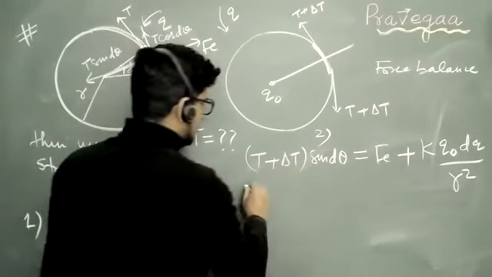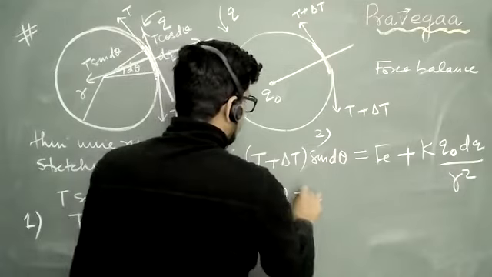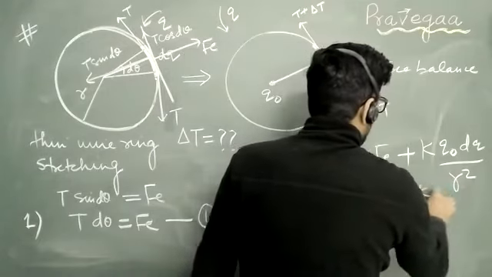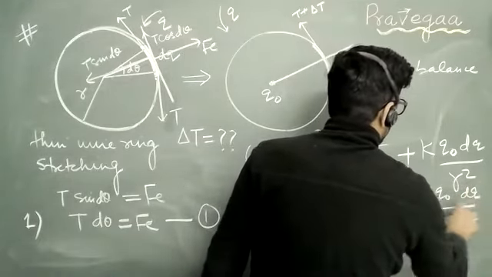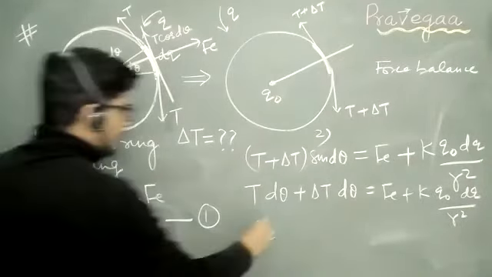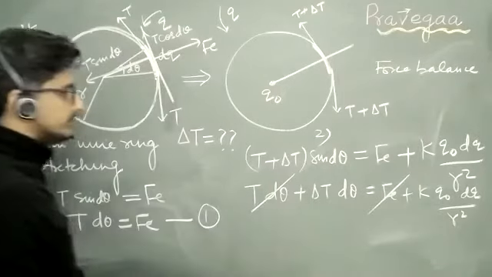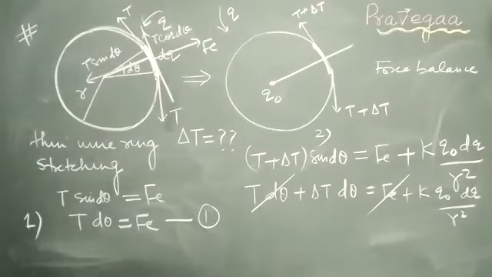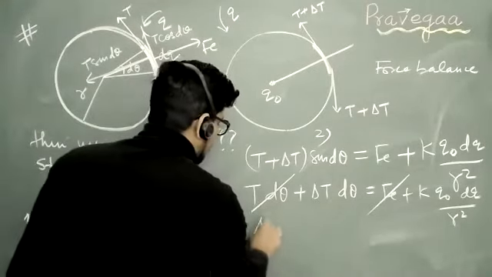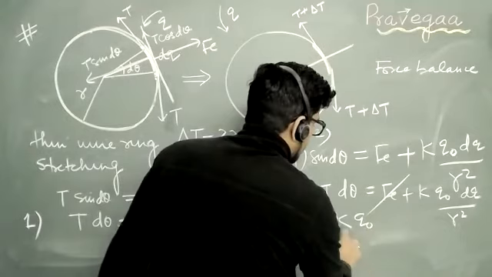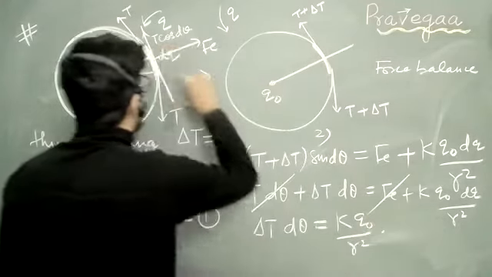So if you open this, it will become T of d theta plus delta T of d theta is equal to Fe plus K Q naught dq over r square. What is T of d theta? That is Fe. So can I cancel it with this? Yes, sir. And what is that small angle? So d theta, this will become K Q naught over r square. And please tell me what will be charge on this.